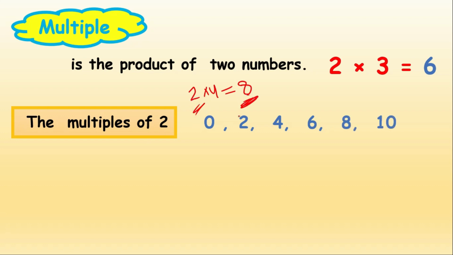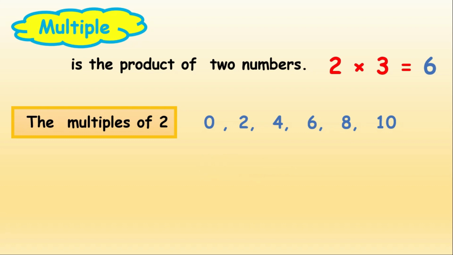And so on. All answers of table 2, and more and more, are multiples of the number 2. Okay, for example, if we multiply 2 times 100, we get 200. Okay, 2 times 1 equals 2 and drop 2 zeros. So 200 is a multiple of 2.